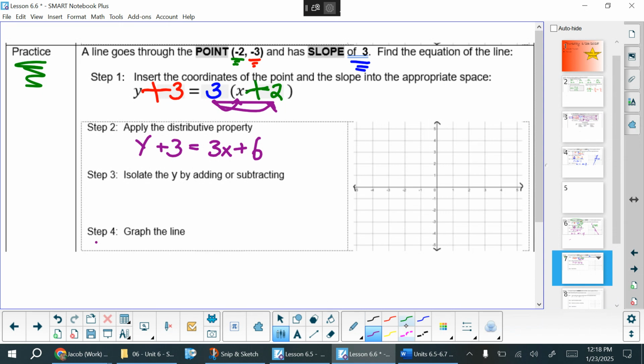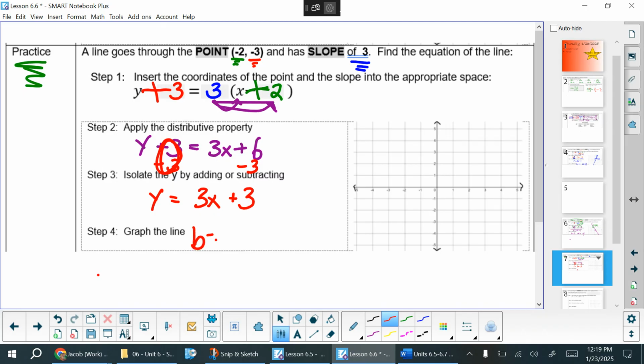And then I'm going to solve this one for y by getting rid of this plus 3 by doing a minus 3. That'll zero out there, leaving me with just y on the left. And then I've got my 3x, and then a plus 6 minus 3 is a positive 3. That's my equation in slope-intercept form. Now I can go ahead and graph that.